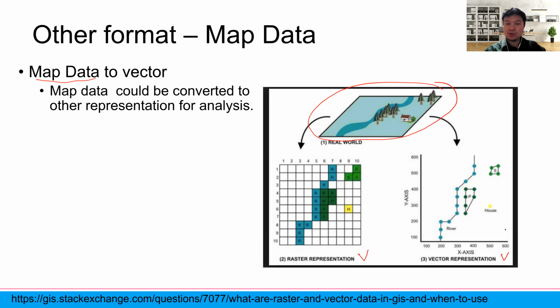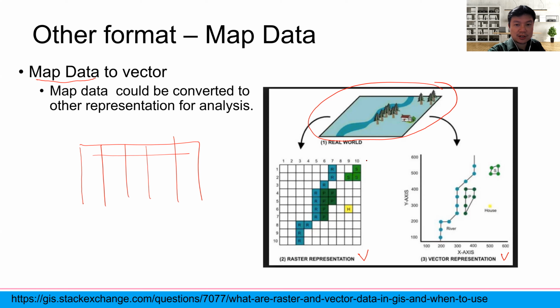Okay. So how can we convert those data into another representation for analysis? There is a way to change and convert those data so that it can be in the form of, for example, a matrix format, not a tabular one, and this is in terms of the coordinates X and Y.